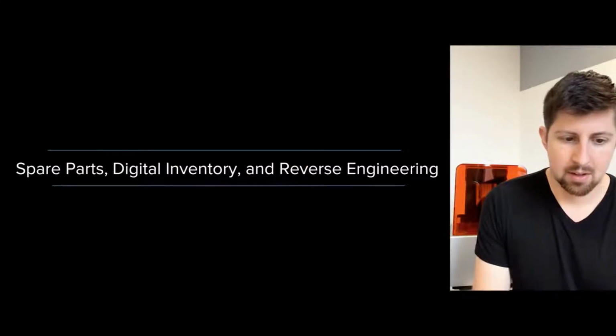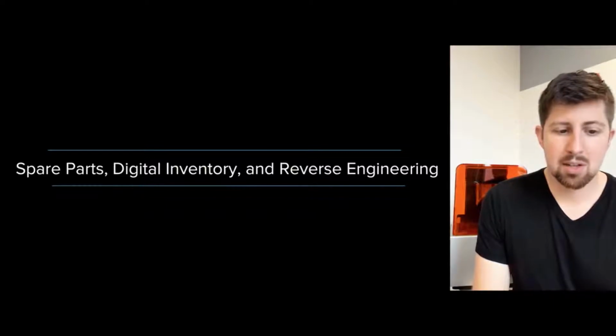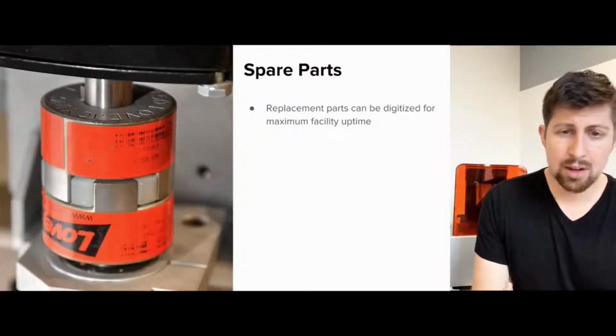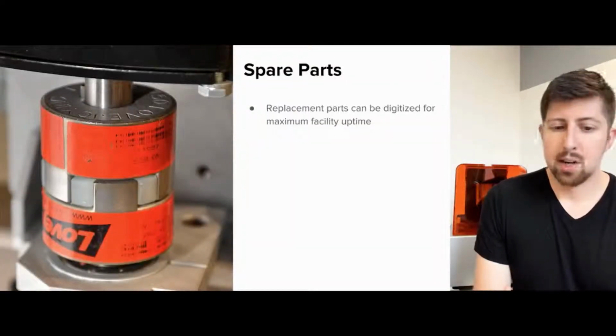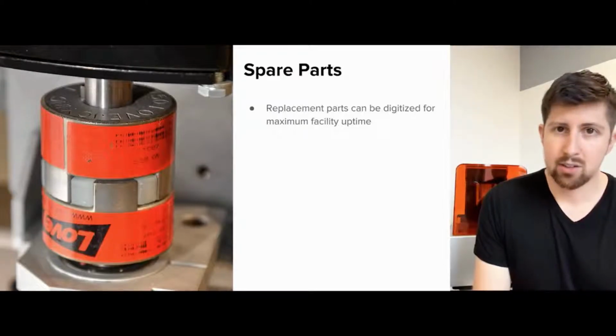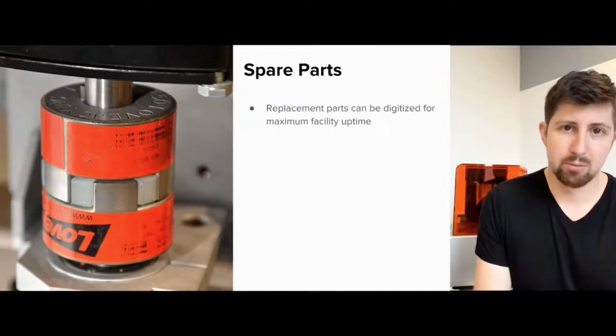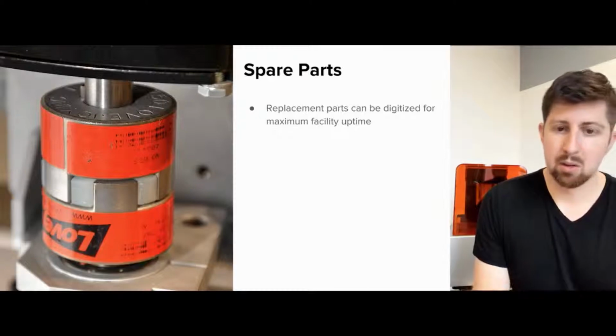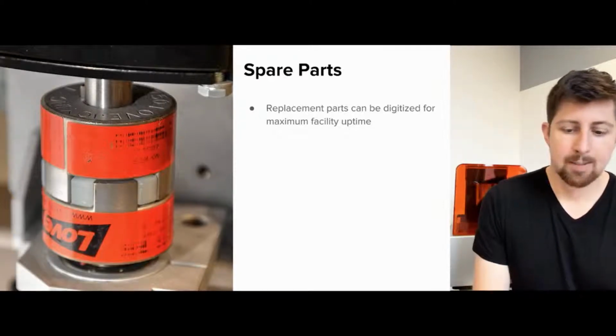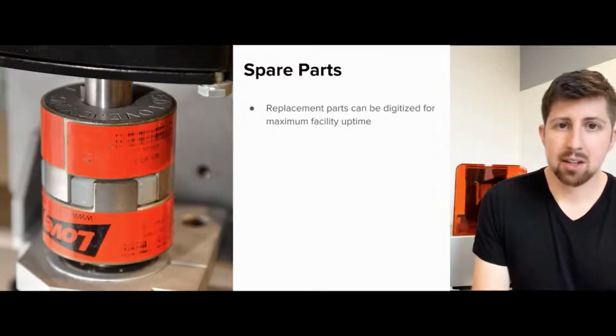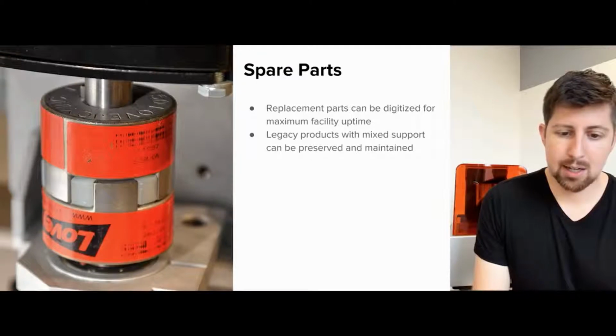Spare parts, digital inventory, and reverse engineering is something we see more and more of for manufacturers. So downtime is a really big issue for any manufacturing organization. You don't want to have machinery sitting idle, especially at the wrong time. It can be very costly. So increasingly we see companies that are digitizing the models and part geometries that they rely on so they can print them and maximize their uptime.